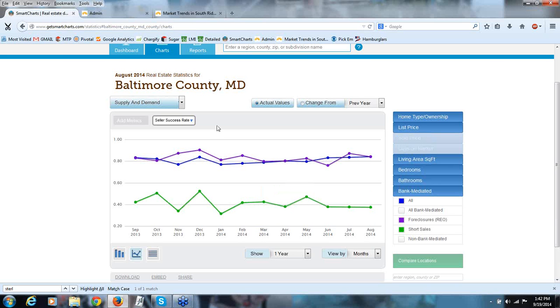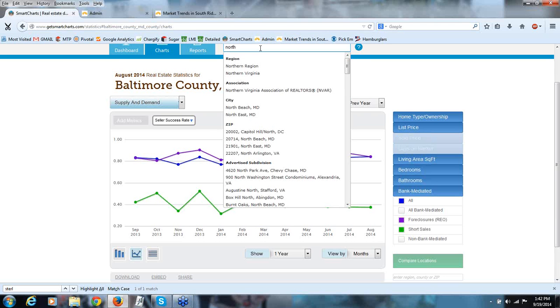So this seller success rate, if no other stat to look at when you're talking about short sales, pay attention to the seller success rate for your location to see if that holds true with what we're seeing in Baltimore County. And you can easily switch, if you have the seller success rate turned on. I can switch this to check how it looks for Northern Virginia.